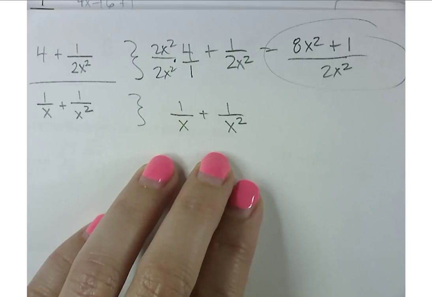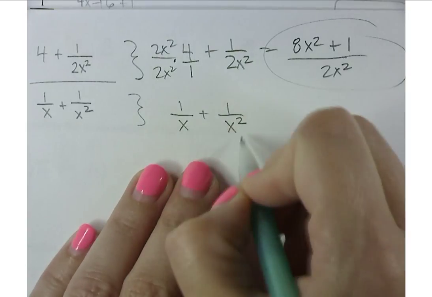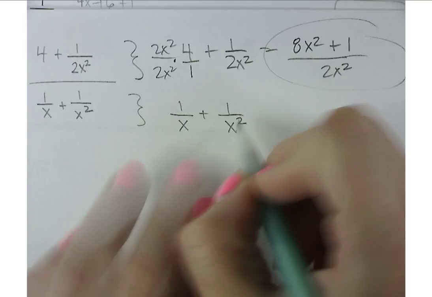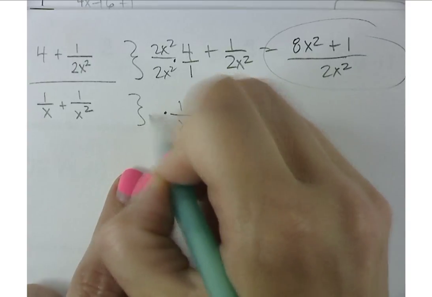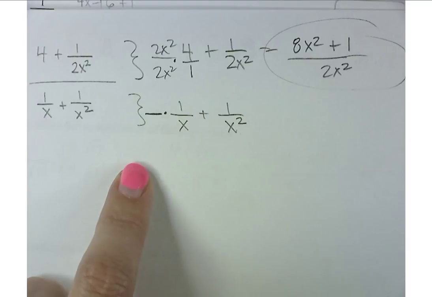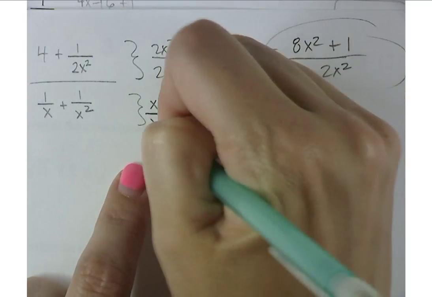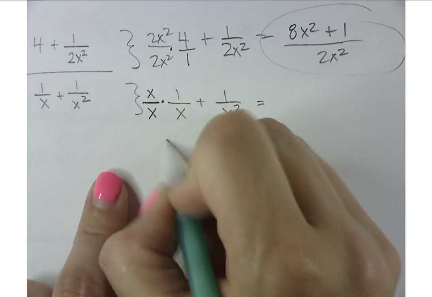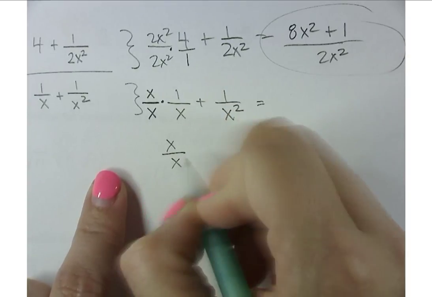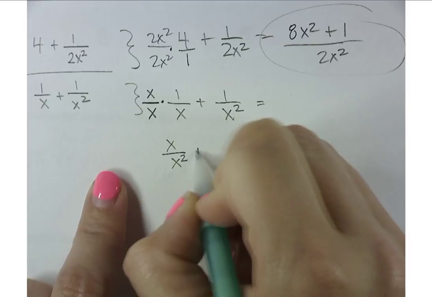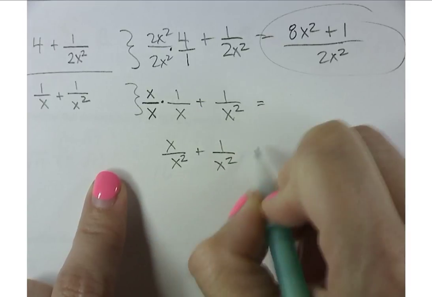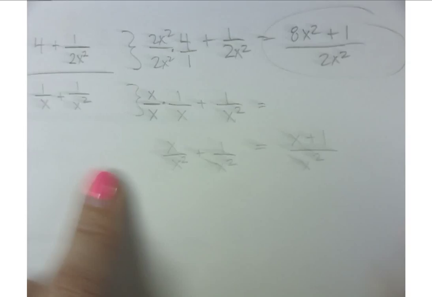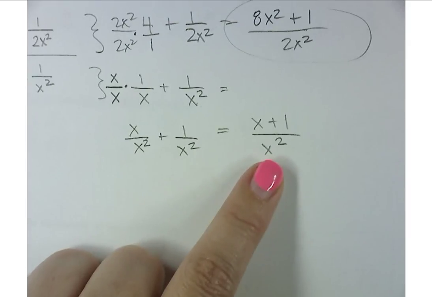That's part of it. So this one has 1x, this one has 2. So it's going to have to be x squared. So what can I multiply by x to get to x squared? X, right? So I multiply by x over x. So then what I'd have is x over x squared plus 1 over x squared. So I'd have x plus 1 over x squared. Is that okay so far?